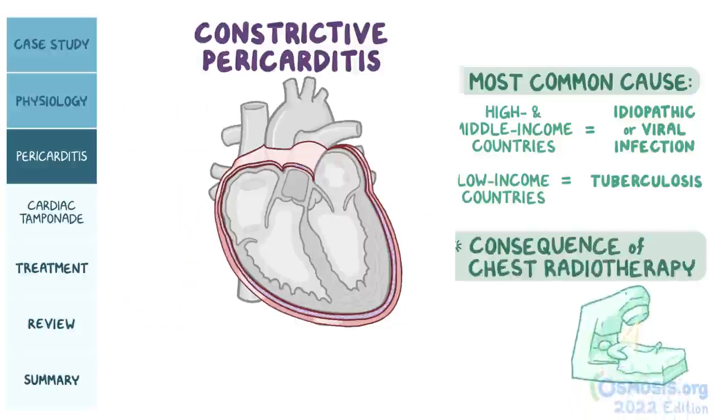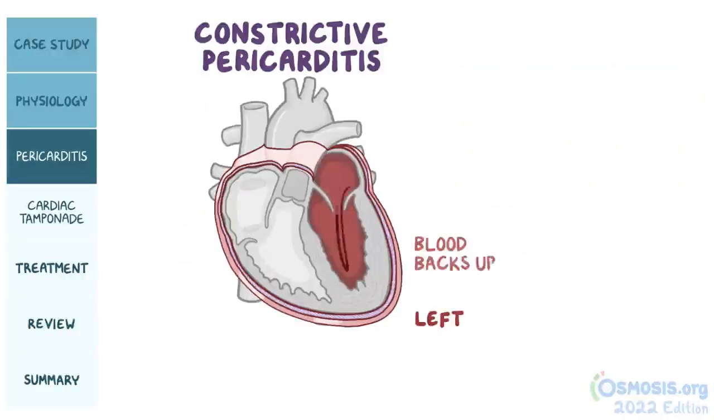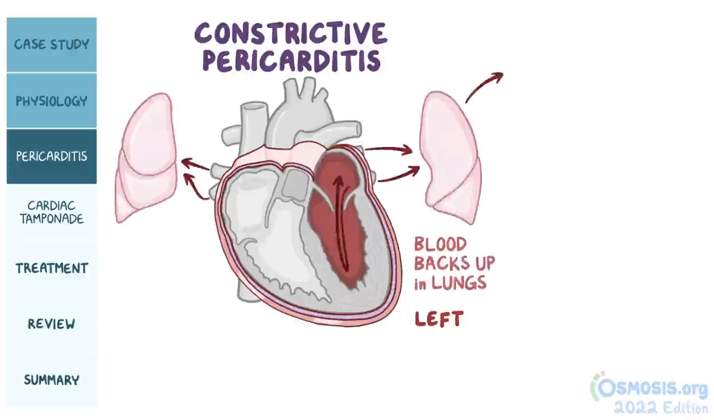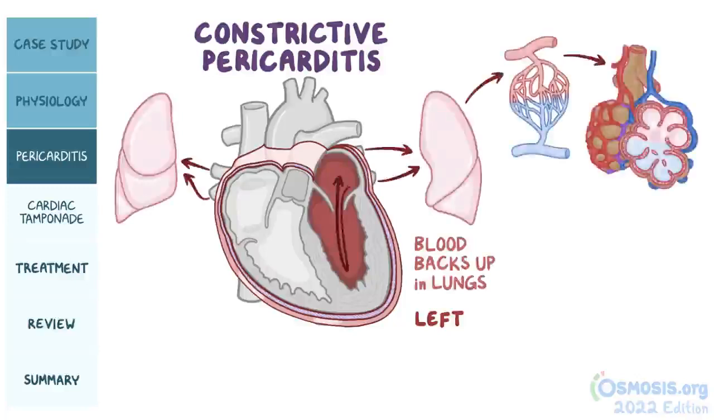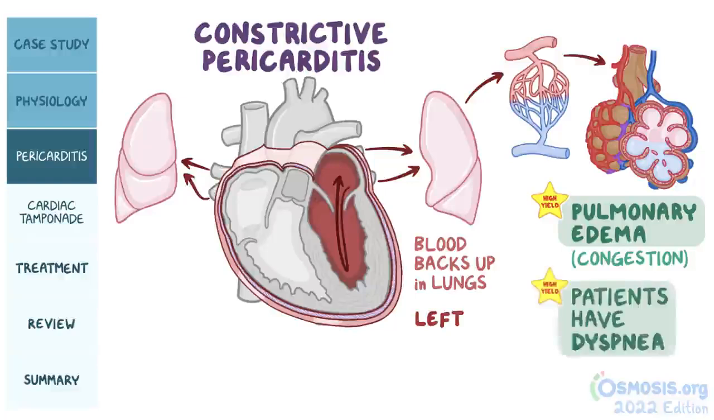Now, both ventricles can't fully expand and fill with blood. So from the left ventricle, all that blood backs up into the lungs, specifically in the pulmonary veins and capillary beds, which can increase the pressure in these vessels. This leads to fluid moving from the blood vessels to the interstitial space, causing pulmonary edema, or congestion. In the alveoli of the lungs, all the extra fluid makes oxygen and carbon dioxide exchange a lot harder, and therefore, patients have dyspnea or trouble breathing.